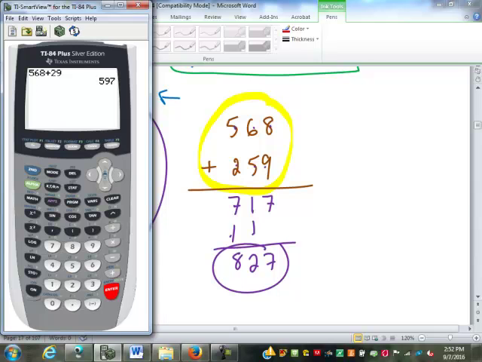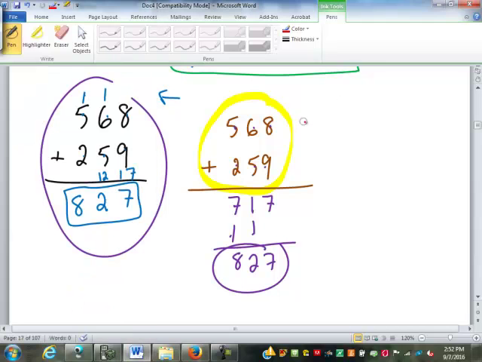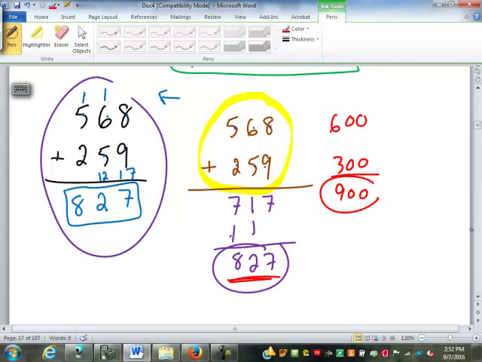If I'm not paying attention, I can write that answer down and go on with life because the calculator said it and not catch it. So before I punch it in the calculator, I would hope you'd do something like this. Look at the 568 and say, that's close to 600. 259, that's close to 300. I'm expecting an answer somewhere around 900. 827's in the ballpark. I know that's not a ridiculous answer.